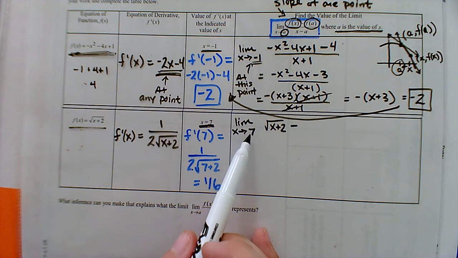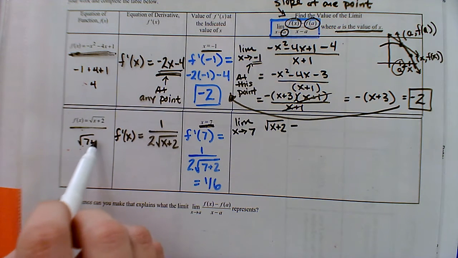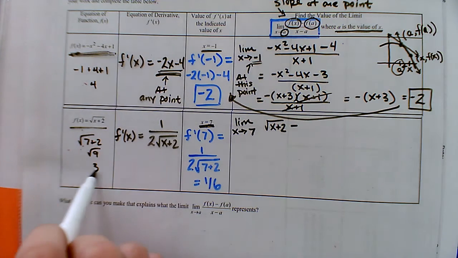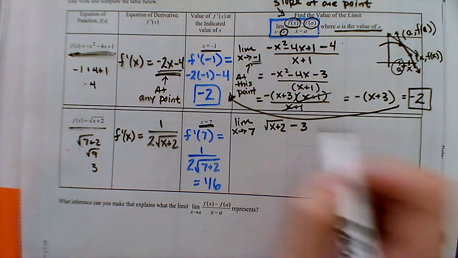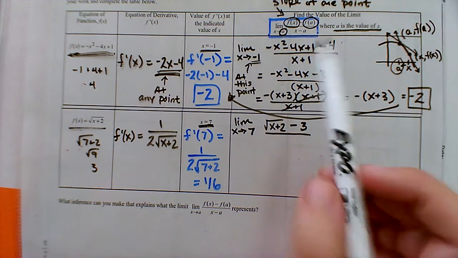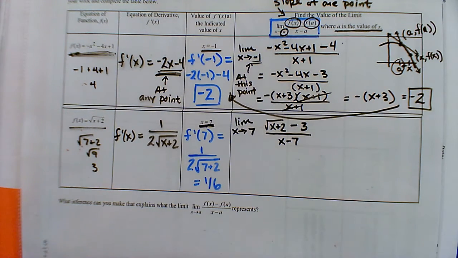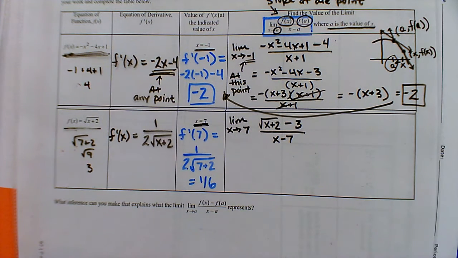So we've got to take that value of 7 and plug it into the original function. Looks like we get 3. And this is all over x minus a, which would be x minus 7. What do you guys want to go through to help us solve that limit? Anything popping out at you as a clue that we have to use?